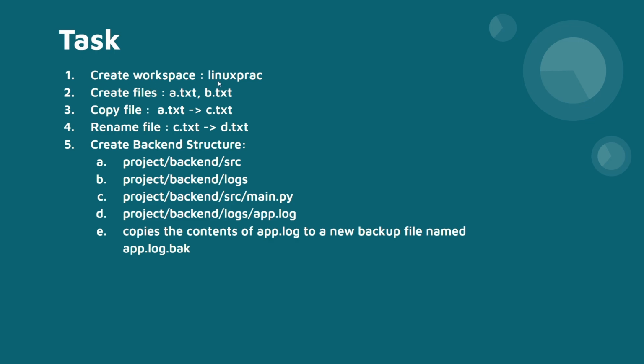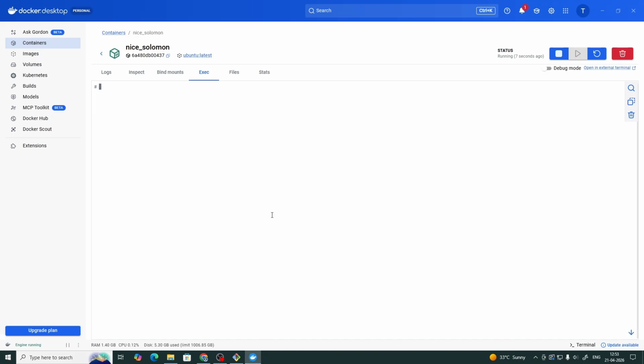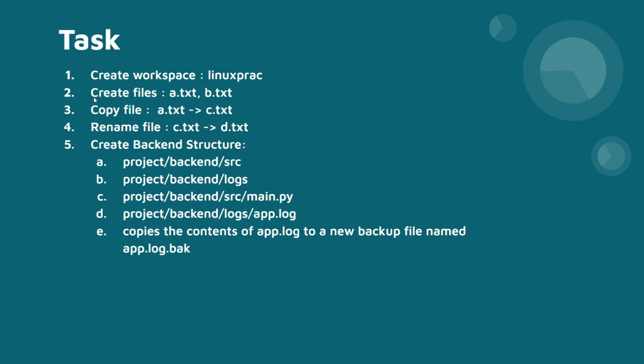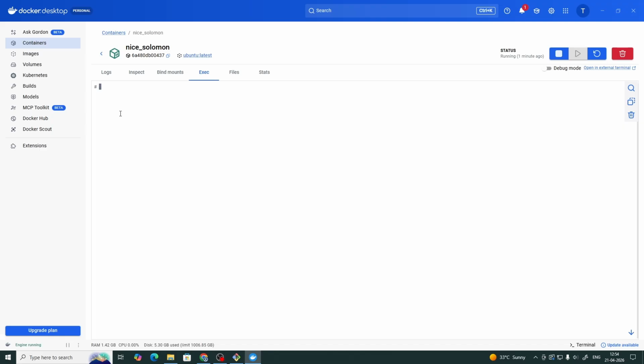Create workspace Linux Prac. So to create a workspace, what we need to do? We need to create a folder, right? So that is mkdir. Here we will write mkdir Linux Prac. So it has created Linux Prac. If you wanted to check, just write ls. See here, this Linux Prac directory has been created. Next, we need to create the files a.txt and b.txt. So we will go inside this Linux Prac.